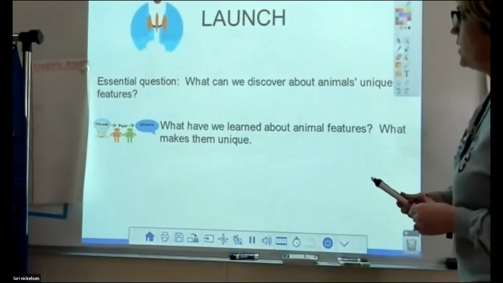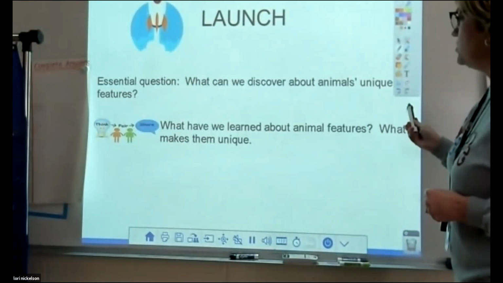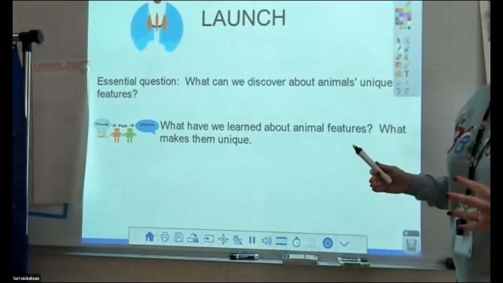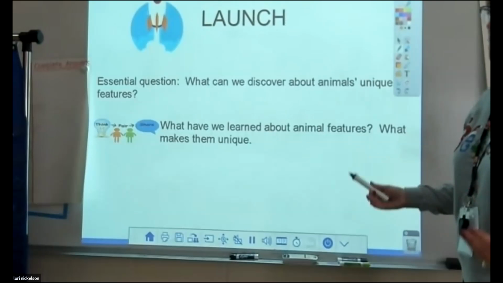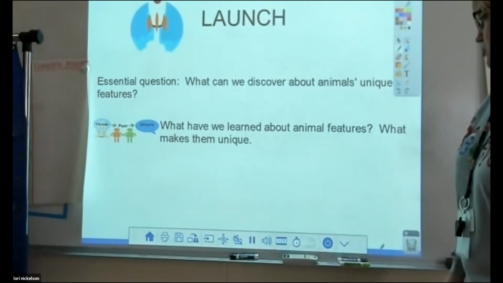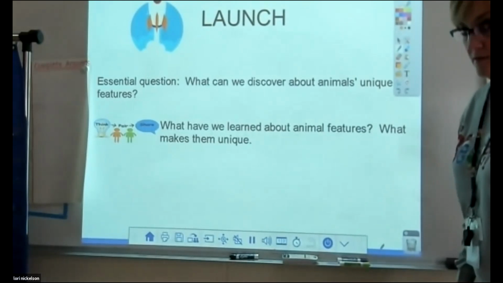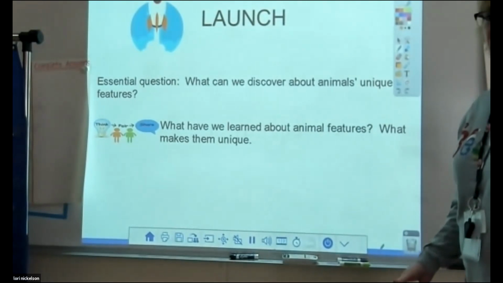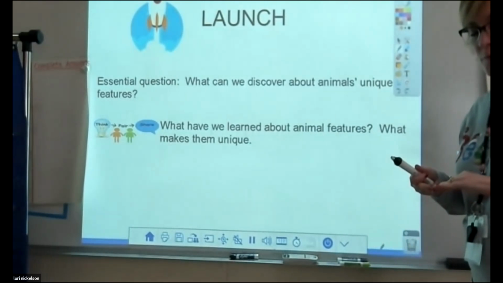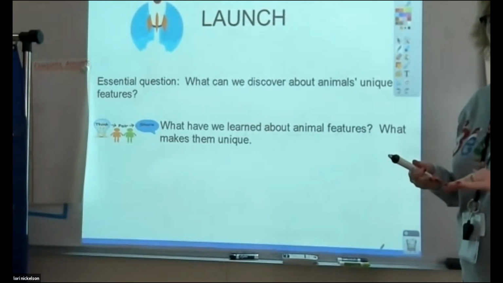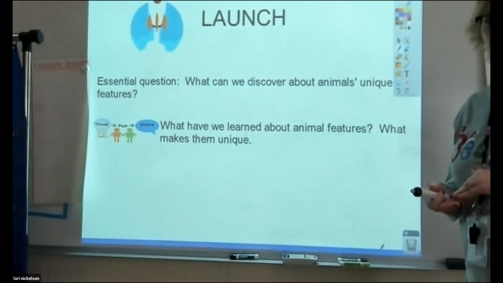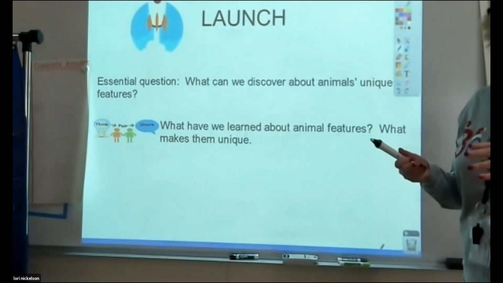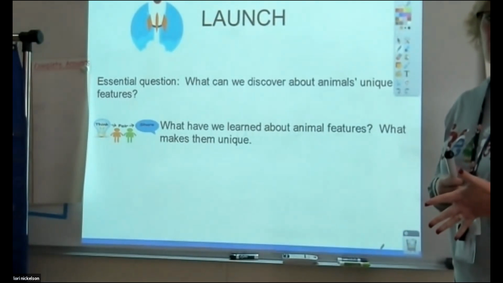So our essential question, what can we discover about animals' unique features? That was the whole overall question for this whole unit, okay? So what have we learned about animal features? What makes them unique? Think about animal features. We've talked about animals' tails. What can they do with tails like these? What can they do with their eyes, their ears? We've learned a lot of new things about animals, haven't we?